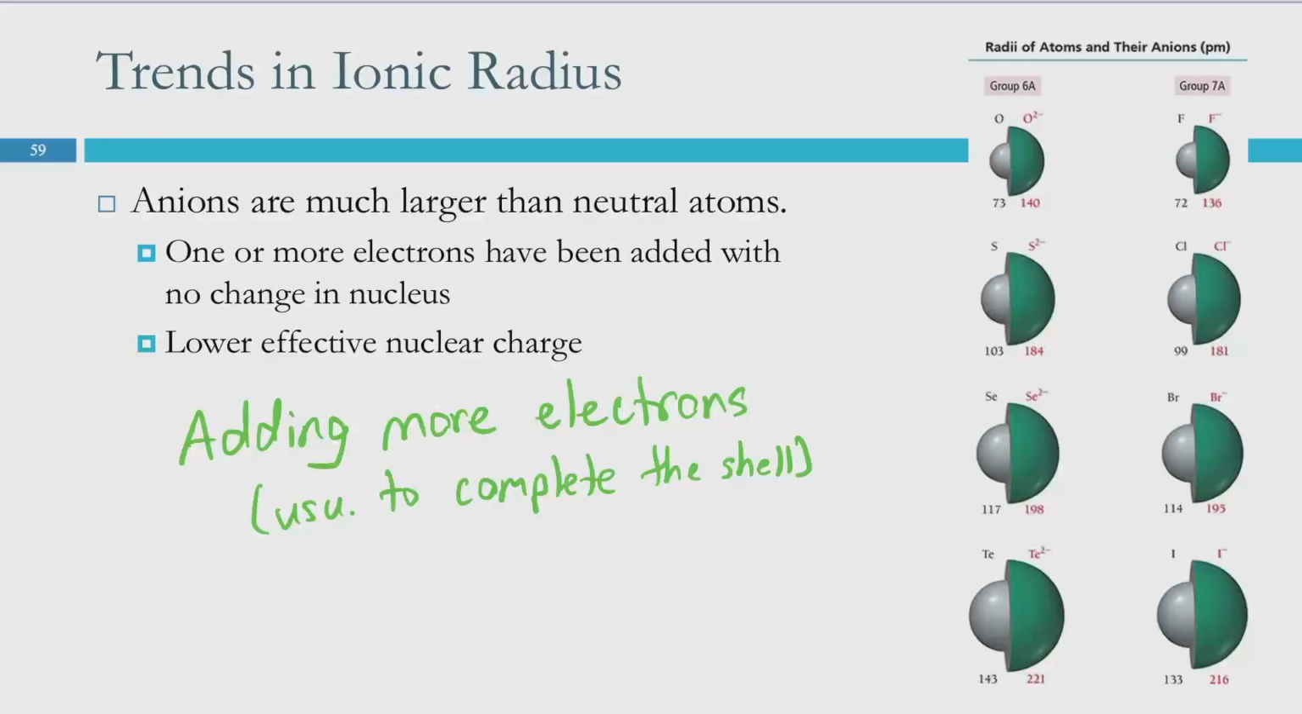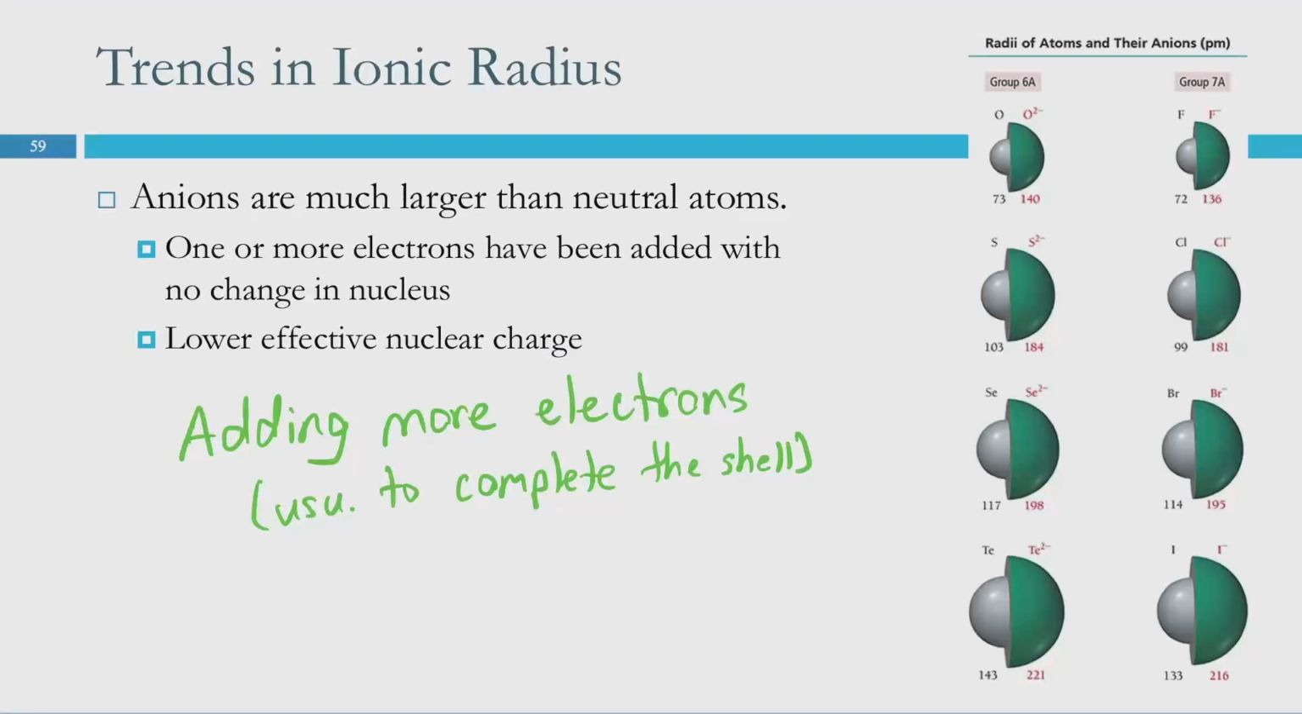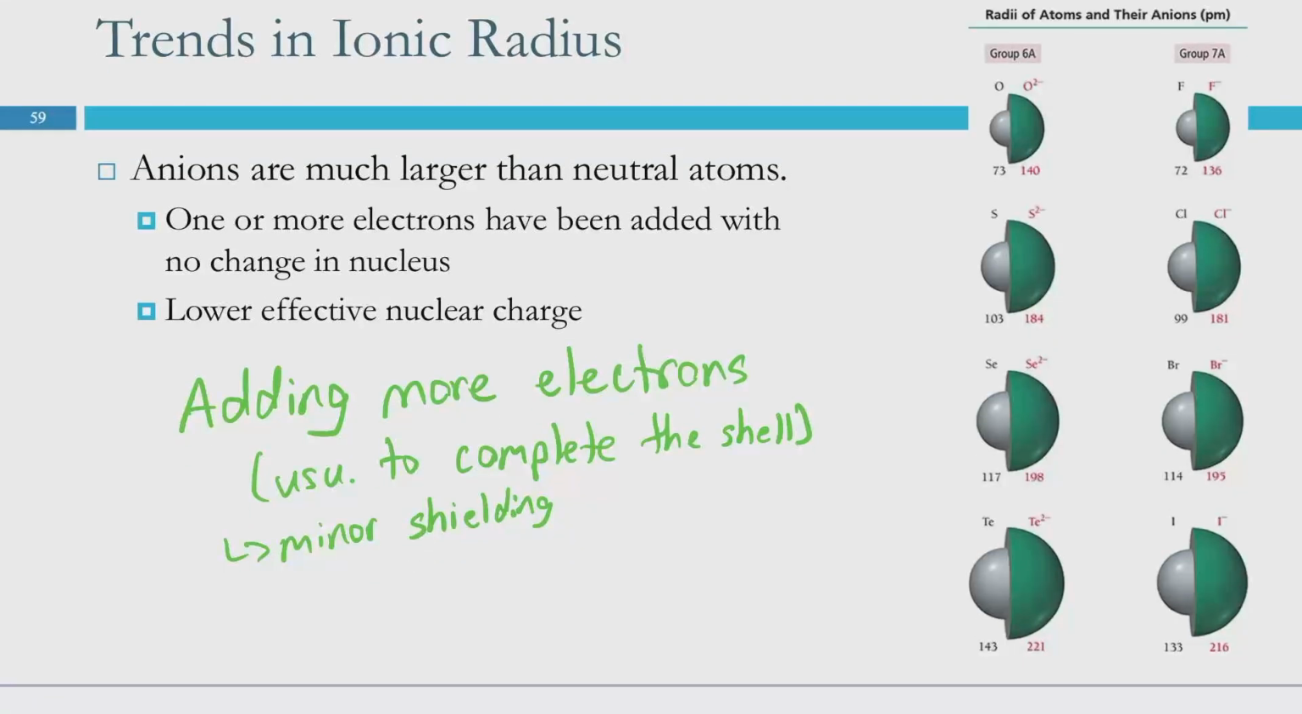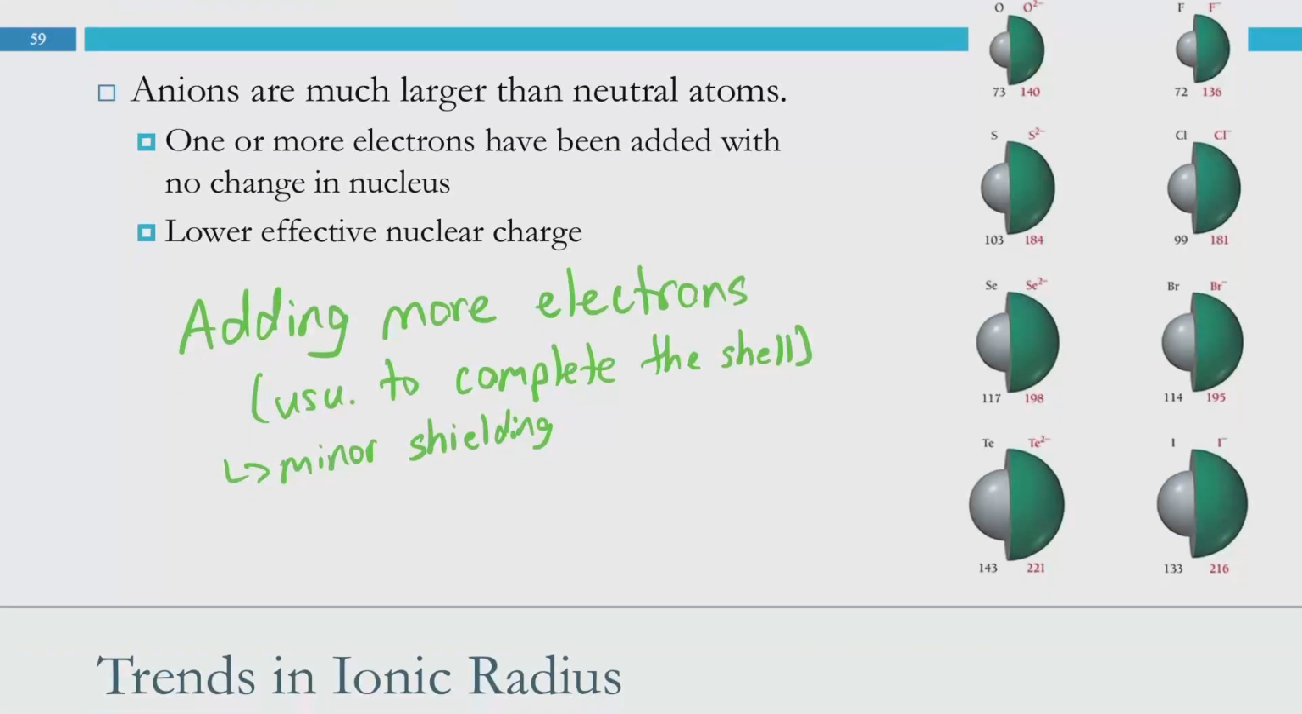And when we do that, since there's been no change in our nucleus, our effective nuclear charge goes down slightly. It doesn't go down a lot. We haven't changed it probably by whole number increments, because we've just added valence electrons, and so they're all in the same shell. They're not shielding each other to the same degree as our other shielding. But there is some shielding effect going on, and so that causes them to be much larger.